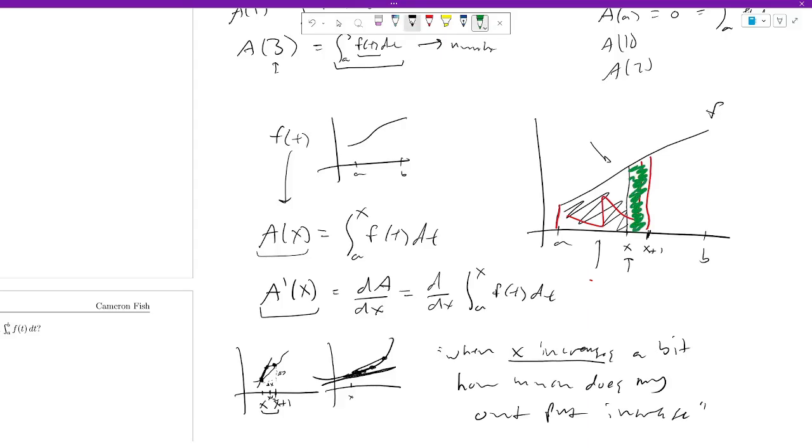So, whatever the area of that piece is, that's how much new area I get when I increase x a little bit. Which means I can think of that green area as the slope of this line. It's like the value of the derivative, right? The derivative is how much more output I get when I increase x a bit. So here, this area is how much more output I get. So this green part is sort of A prime, kind of.